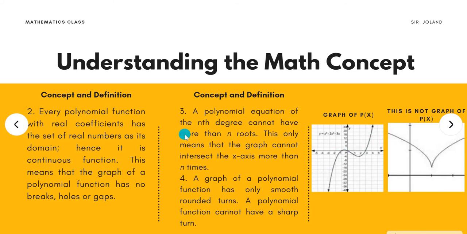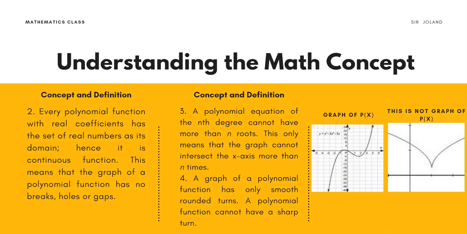Okay, next, number 3. A polynomial equation of the nth degree cannot have more than n roots. This only means that the graph cannot intersect the x-axis more than n times. So, sinasabi lang dito that yung number of roots natin ay nakadepende sa ating nth degree or yung degree ng ating function. At hindi pwedeng lumagpas yung roots natin, yung dami ng roots natin sa degree ng ating polynomial equation.